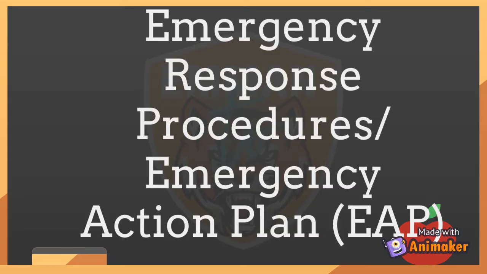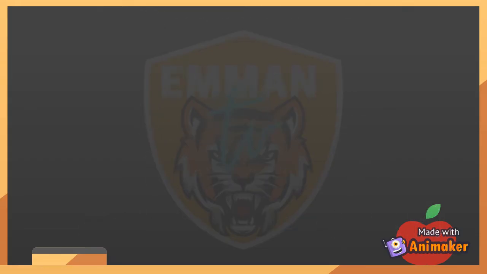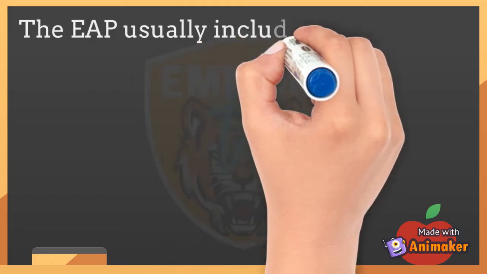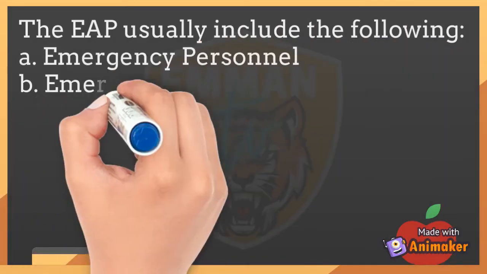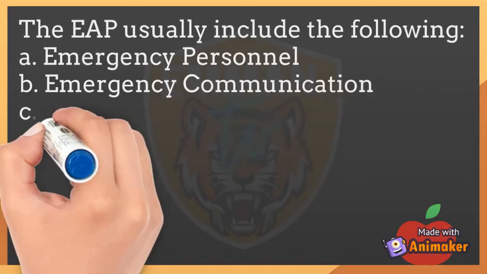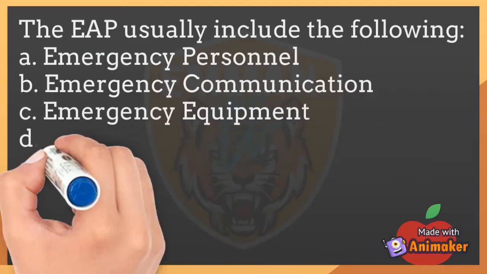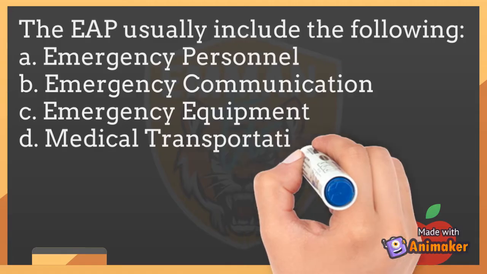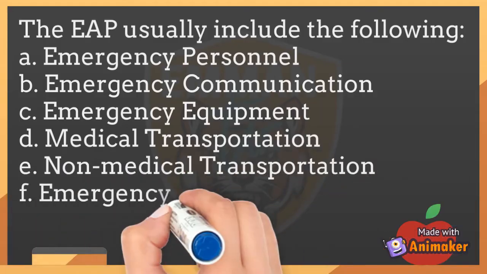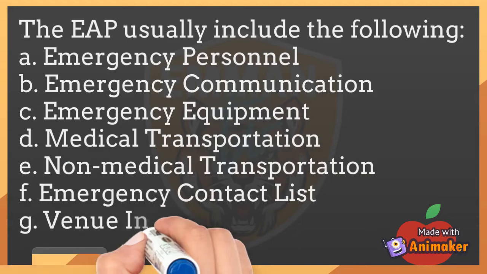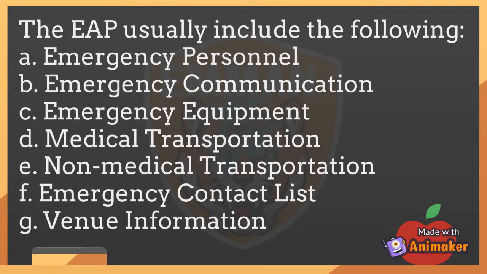It is a plan developed for immediate implementation whenever the need arises, providing appropriate standards of emergency care to all present. The EAP usually includes the following: A. Emergency personnel. B. Emergency communication. C. Emergency equipment. D. Medical transportation. E. Non-medical transportation. F. Emergency contact list. G. Venue information.